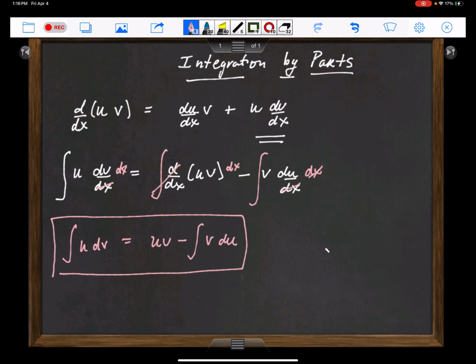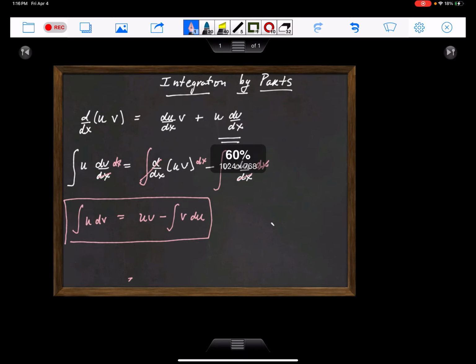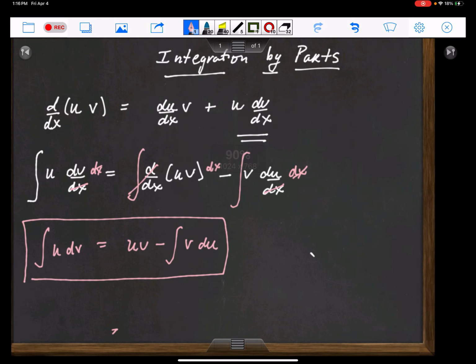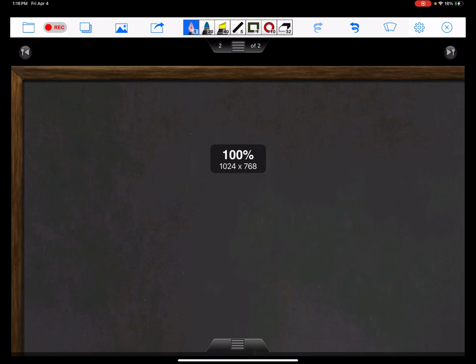So if you can take an integral and you can assign part of it u and the rest of it dv, then this is a way to solve that integral. So let's look at some examples.